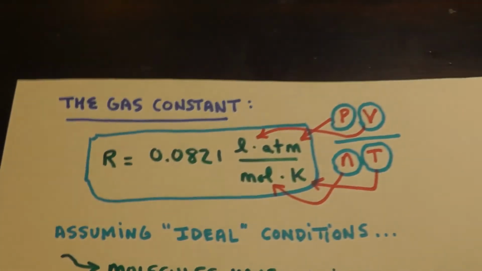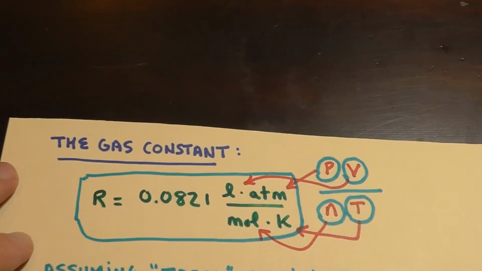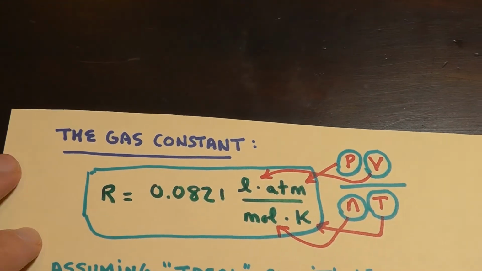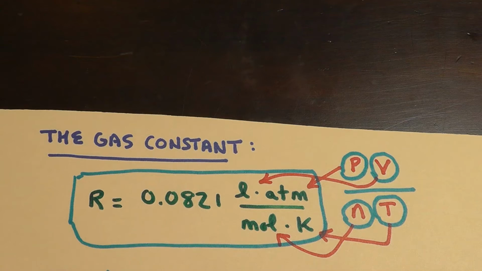All right, so first of all, let's focus on this. This is called the gas constant. If you take the 4 variables, pressure, volume, moles, temperature, and you divide PV, pressure times volume, by number of moles and temperature, you get about the same number. We call this the gas constant.